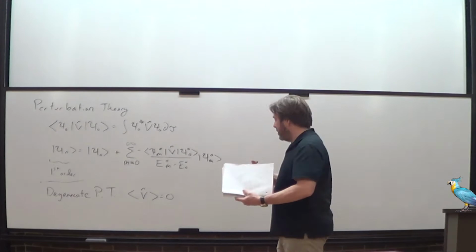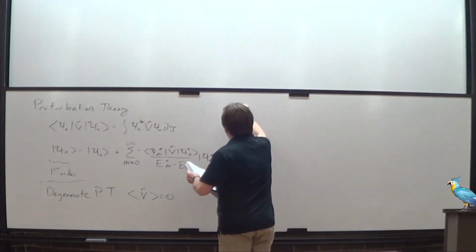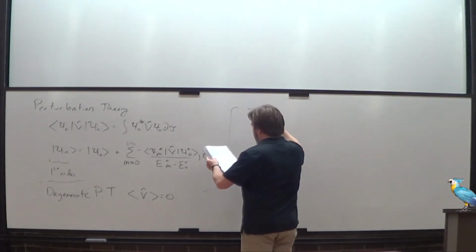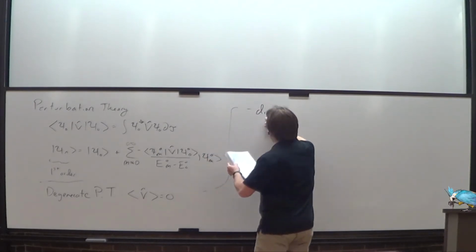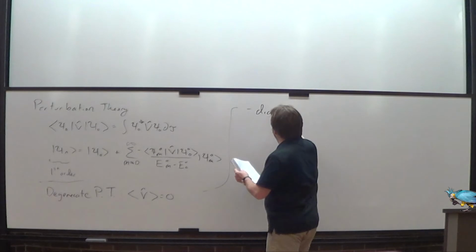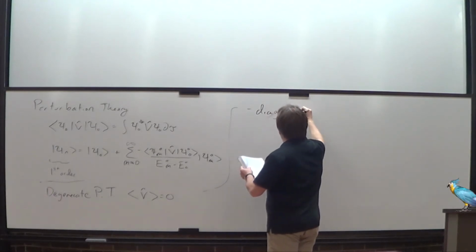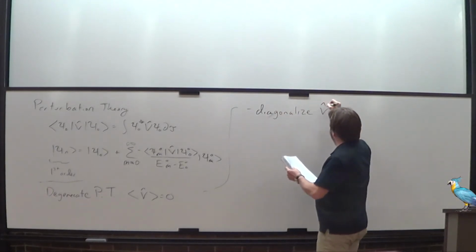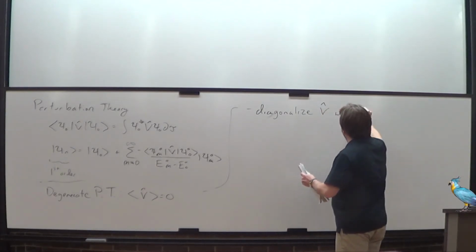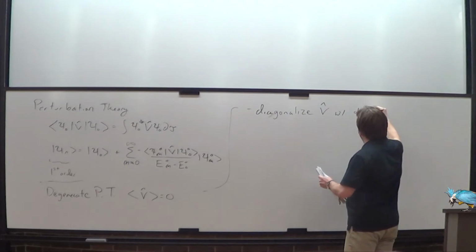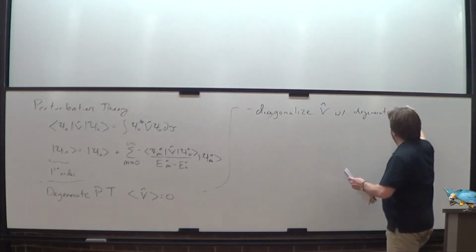Let me tell you what you do. Okay, so here we are. Here's what you do. You diagonalize the V matrix, so obviously we'll put in the matrix with the degenerate states.